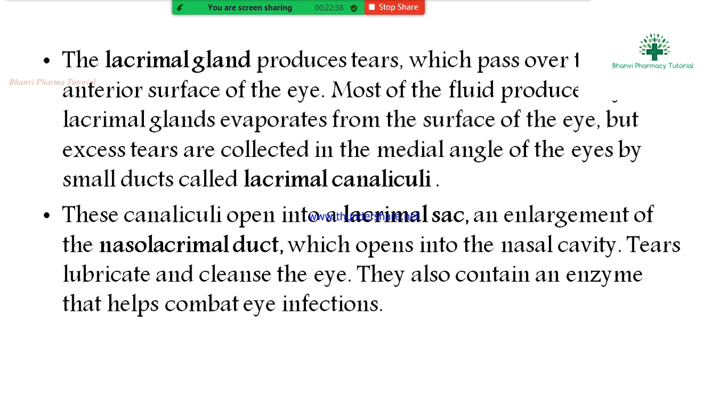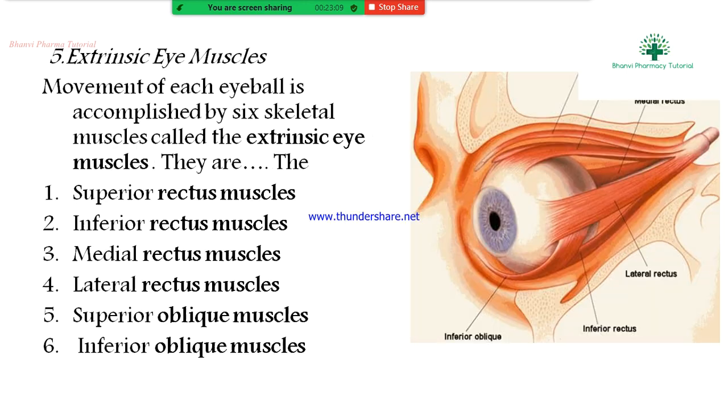Tears lubricate and clean the eye. If any dust particles get into your eye, the tears come and clean the eye surface. Tears also contain some enzymes that help to combat eye infection, that will prevent infection of the eyes.